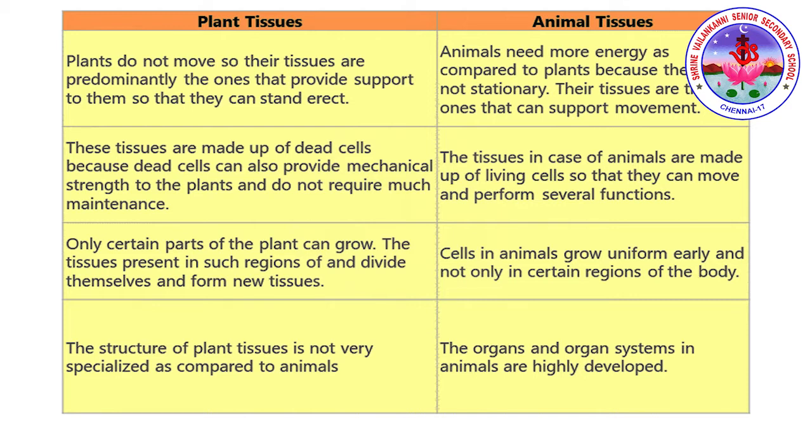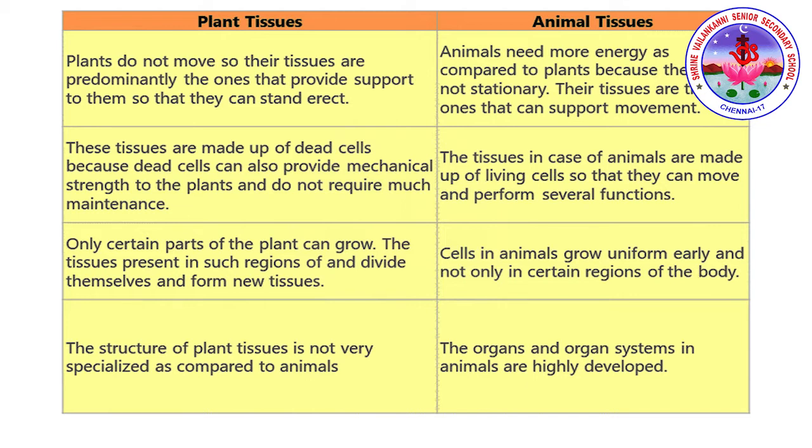In plant tissue, only certain parts of the plant can grow. The tissue present in such regions divides and forms new tissues. Whereas in animals, cells grow uniformly and not only in certain regions of the body. Next, we move on to plant tissue.